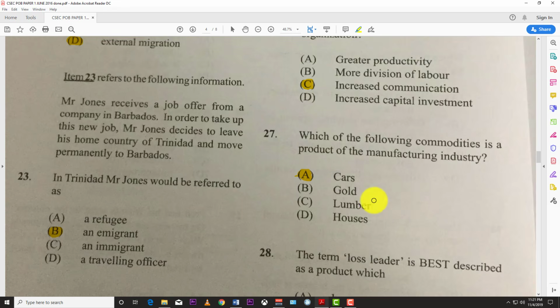27. Which of the following commodities is a product of the manufacturing industry?